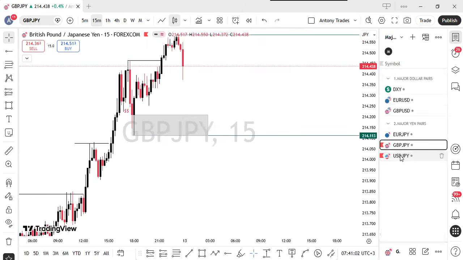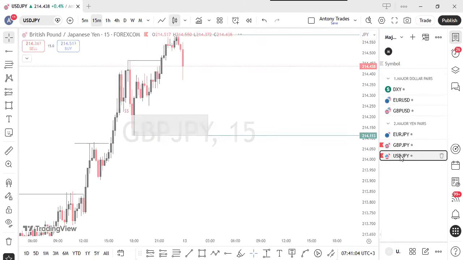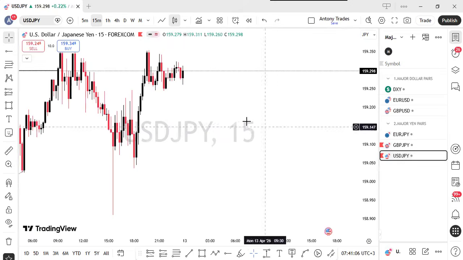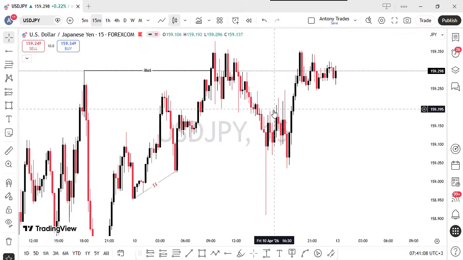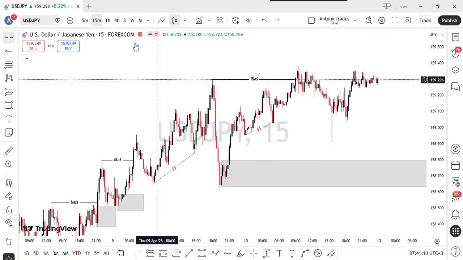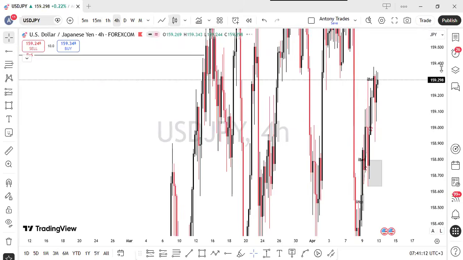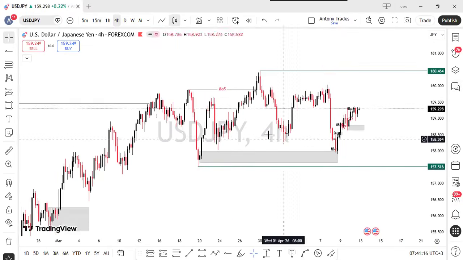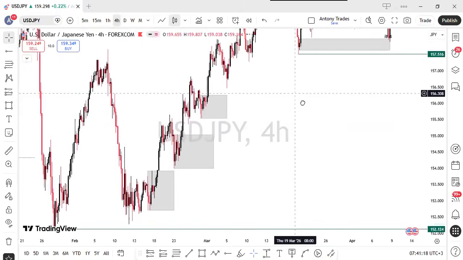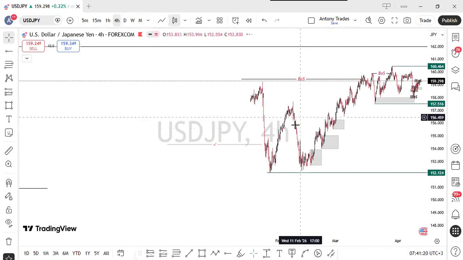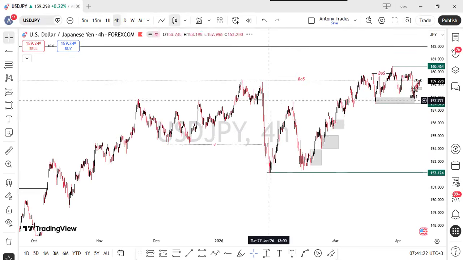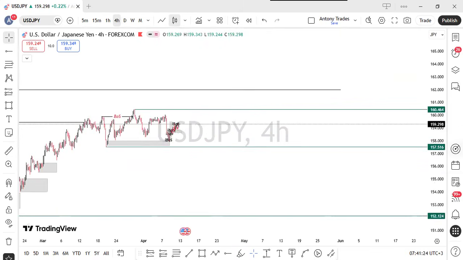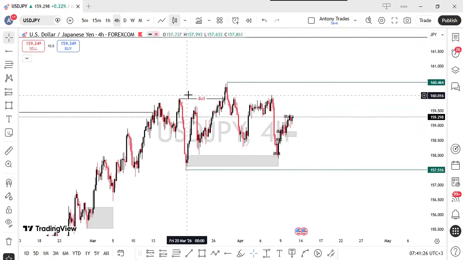So moving on to the next pair, I also have the USD JPY, and it seems like today I have a lot of analysis for you guys. Okay, from the 4 hour, I'm doing this quickly. From the 4 hour, we had this break of structure to the upside. So generally, the bias of this pair is bullish. The pair is very much bullish. So this is the last break of structure here.